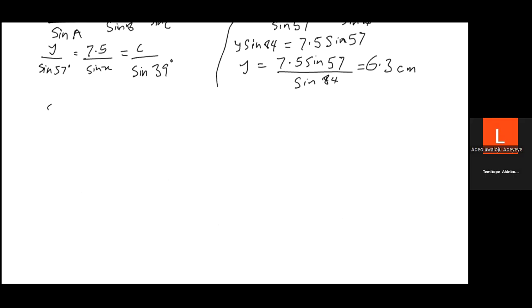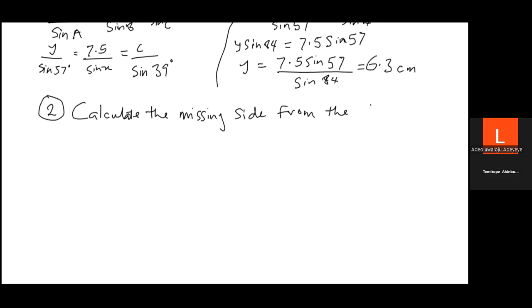Number 2 says, calculate the missing side from the triangle ABC below. Calculate the missing side from the triangle ABC below.